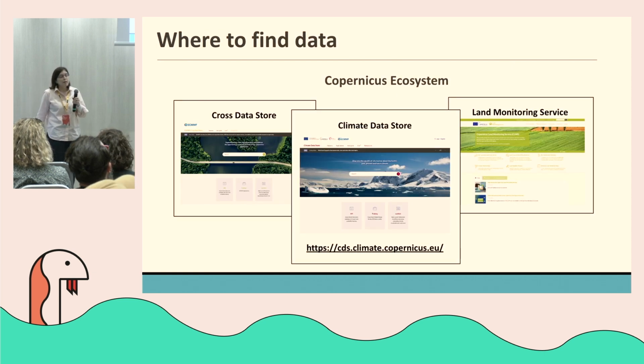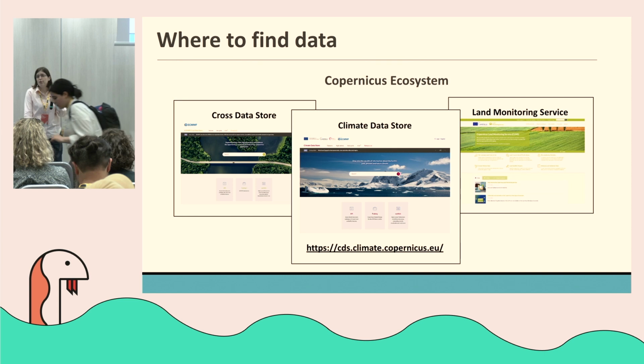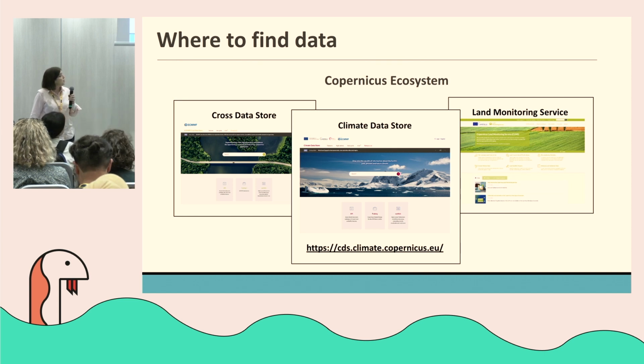Our sources today will be the Copernicus ecosystem. Copernicus is a project run by the European Commission and the European Center for Medium and Long-Term Weather Forecast. It is an ecosystem since it has many platforms, and in each of these platforms we can find a variety of data: climate data based on observation, reanalysis, forecast, projections.